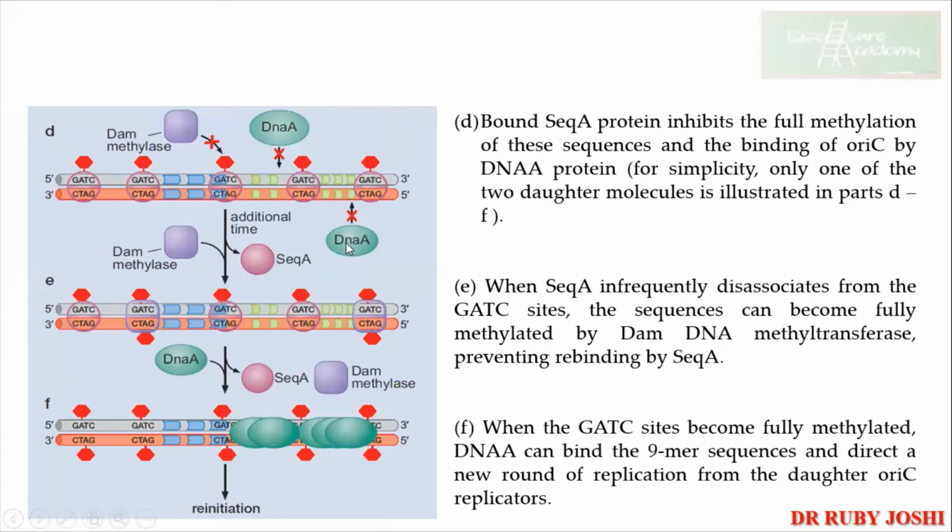So now what is happening? Now the Dam methylase cannot methylate. DnaA binding protein cannot bind. So it is preventing. Now once prevention has been done, SeqA will leave. Once SeqA is leaving, then Dam methylase can come and methylate the daughter strand. Now once it is methylated, the DnaA protein can come back again and start the reinitiation of the replication. Clear? The regulation of DNA replication, is it clear?